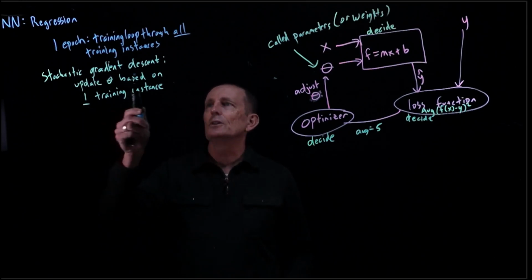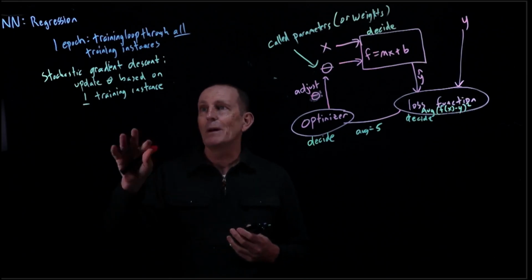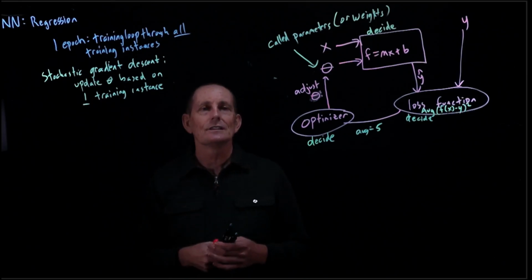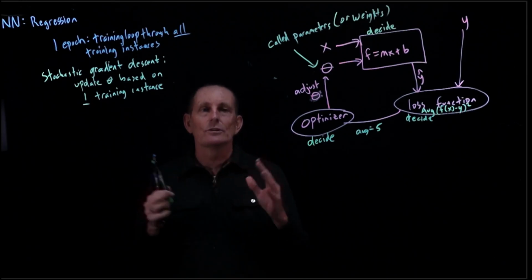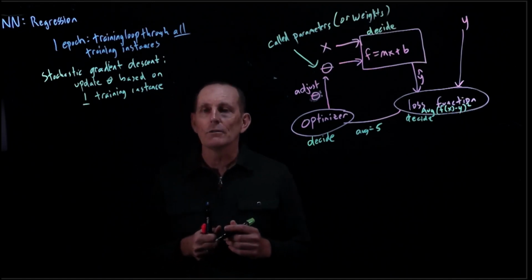It is important when you're using stochastic gradient descent, whether you're using batch or just single training instances, that you randomize the order of the training instances. Let me show you what can go wrong if you don't.